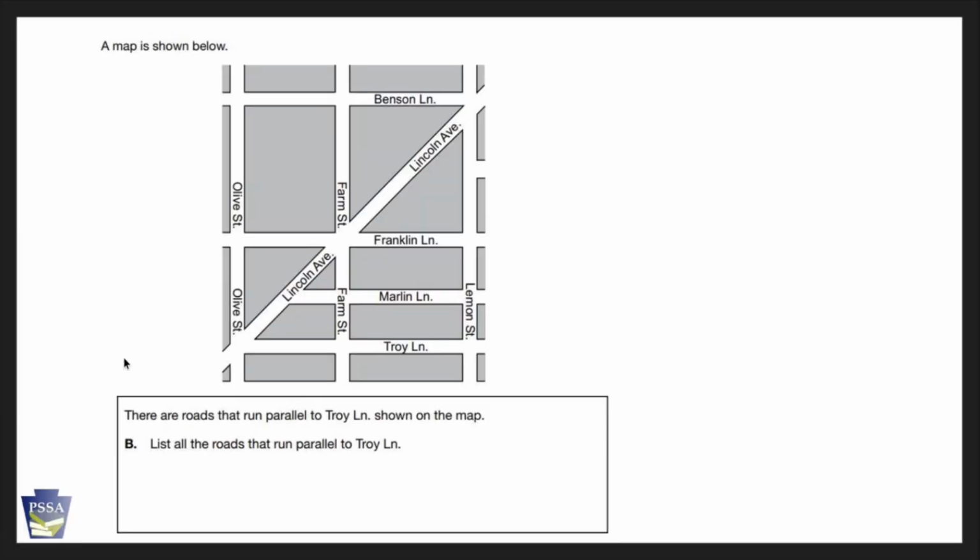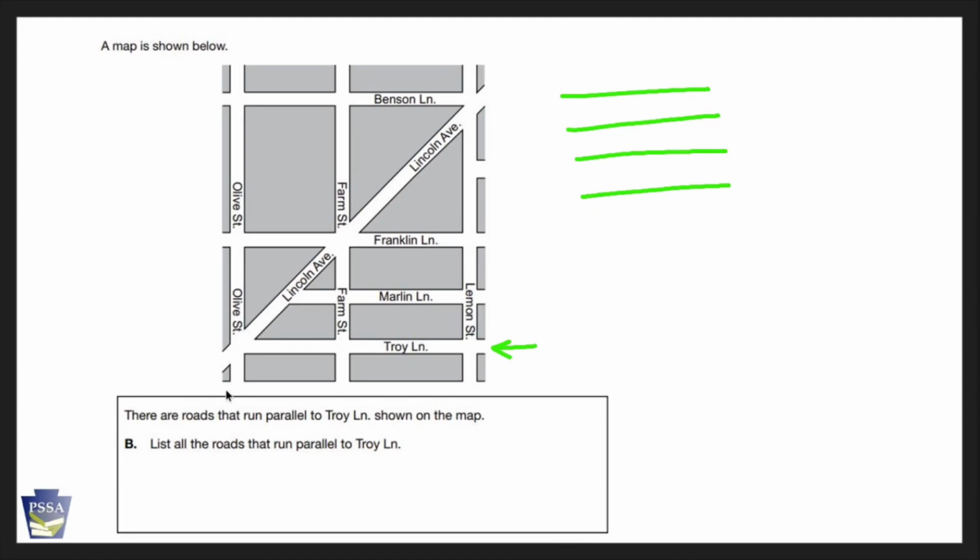On to part B. There are roads that run parallel to Troy Lane. So here's Troy Lane right there, shown on the map. List all the roads that run parallel. Parallel means they're going to be lines that never touch each other. So if Troy looks like that, you want all the other roads listed that look like those perfect flat lines that go left to right.